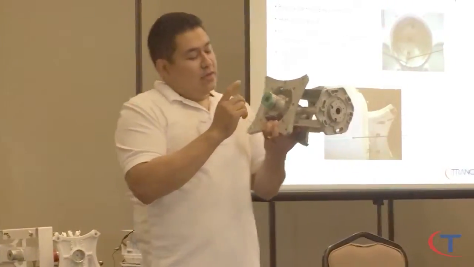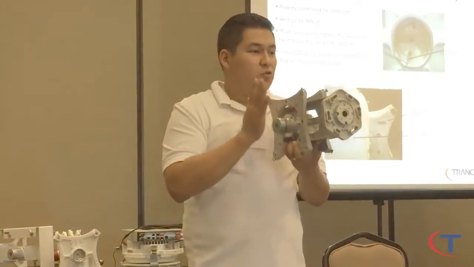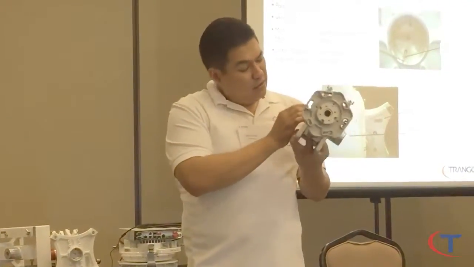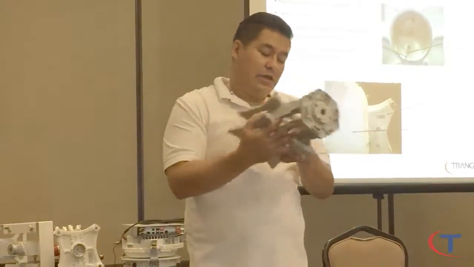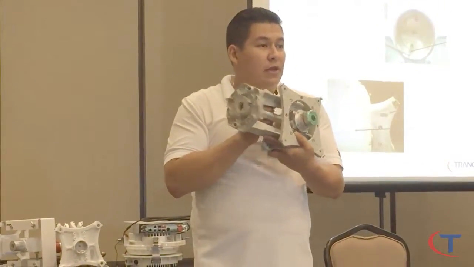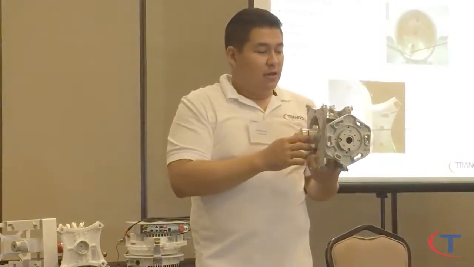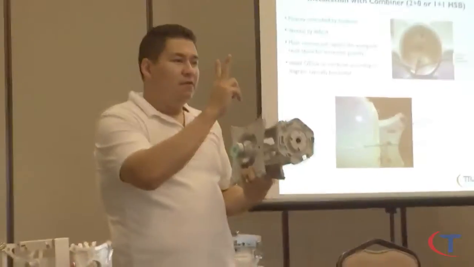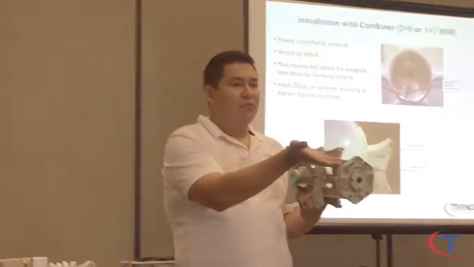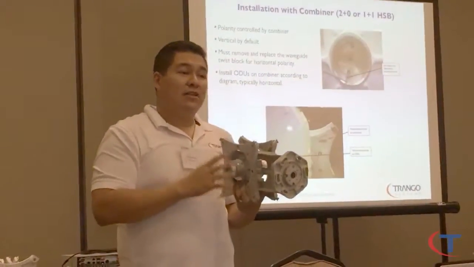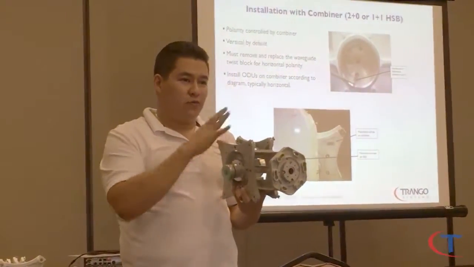So this one side, the actual main side, is vertical, and the other one is horizontal. Now, when you have this on the tower side, the ODU has a V going up. You put it sideways, it's horizontal. That's almost a good indication of how to mount the ODU to the combiner.